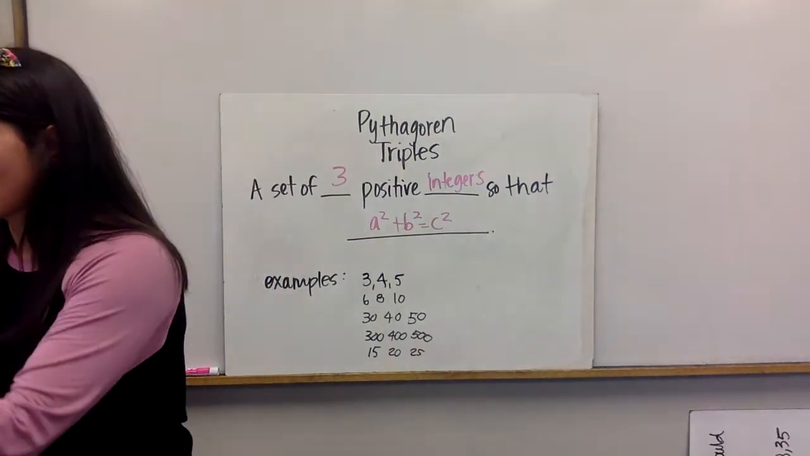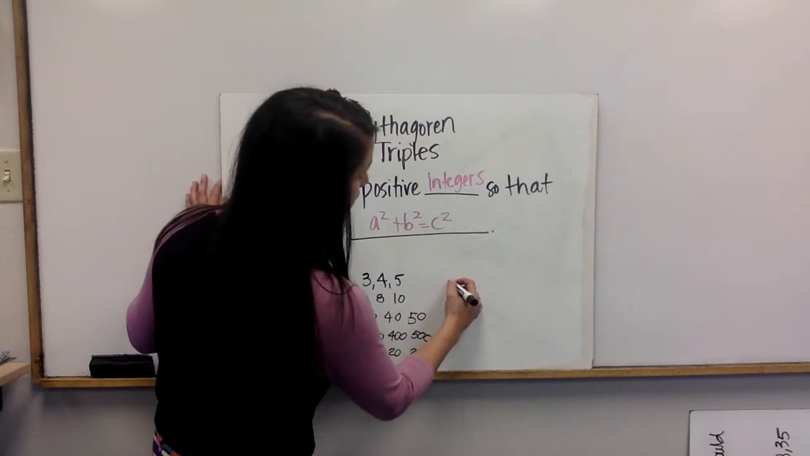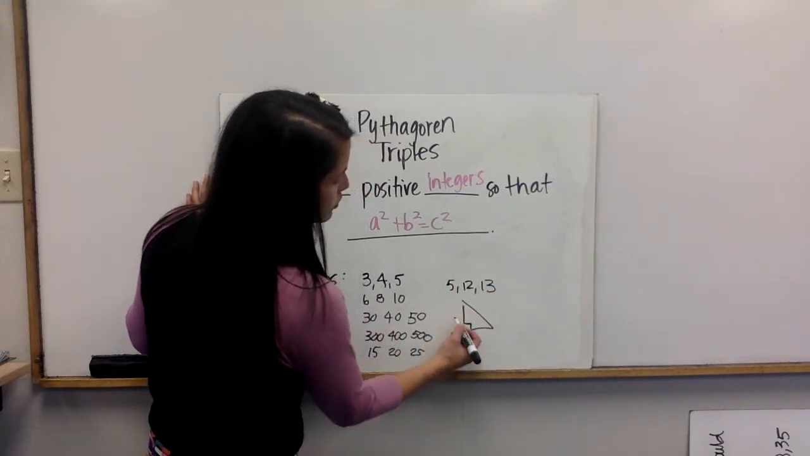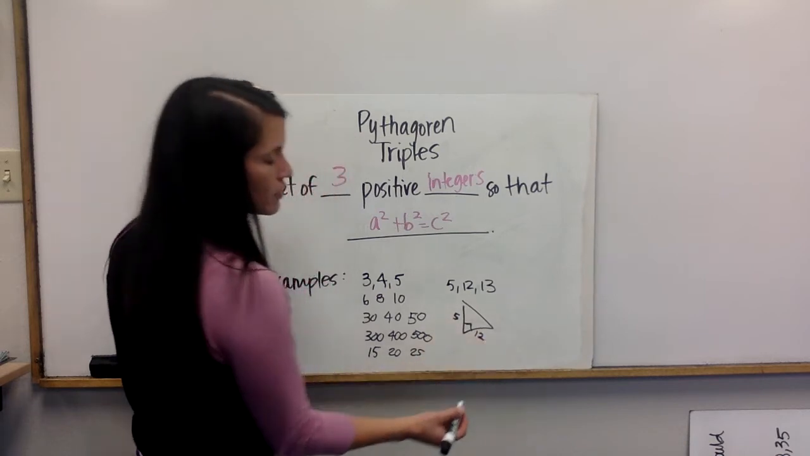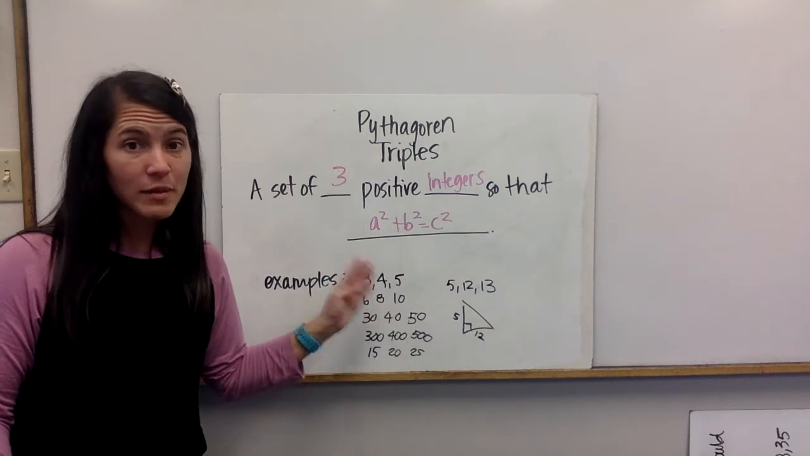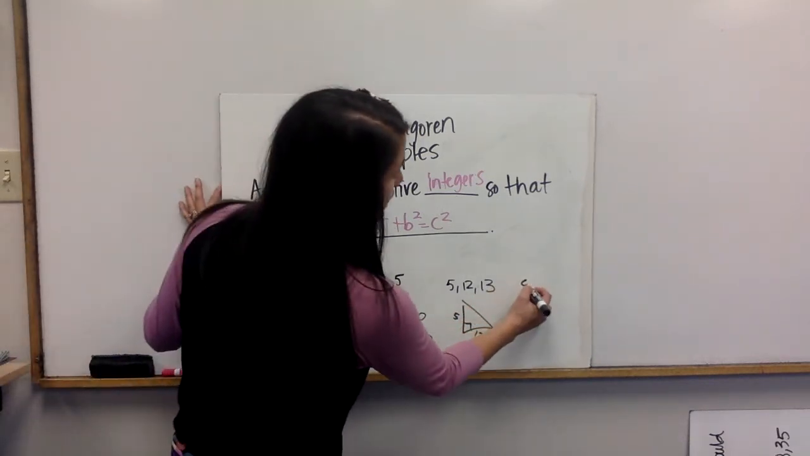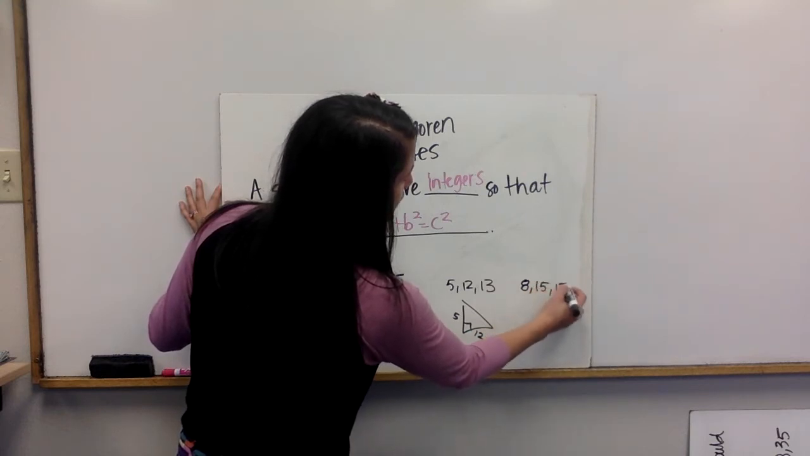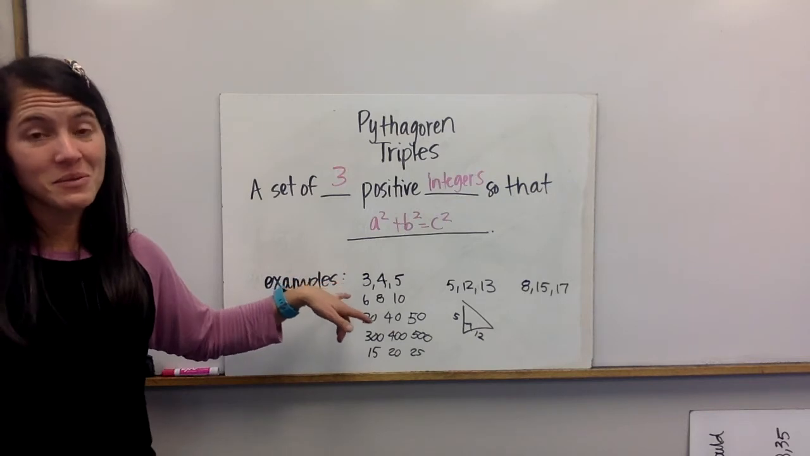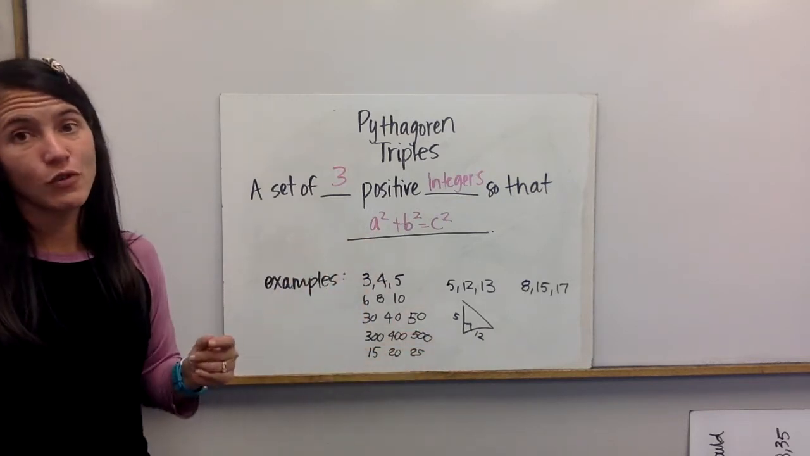Another example of a Pythagorean triple would be 5, 12, 13. So if you saw a triangle and it had 5 and 12, then you would know, oh, that has to be 13. Less common than 3, 4, 5, but still a good one. Another one that you might see would be 8, 15, 17. I'm not saying you have to have these memorized. You definitely would want to know 3, 4, and 5 and any multiples of 3, 4, and 5 because that will save you a lot of time.